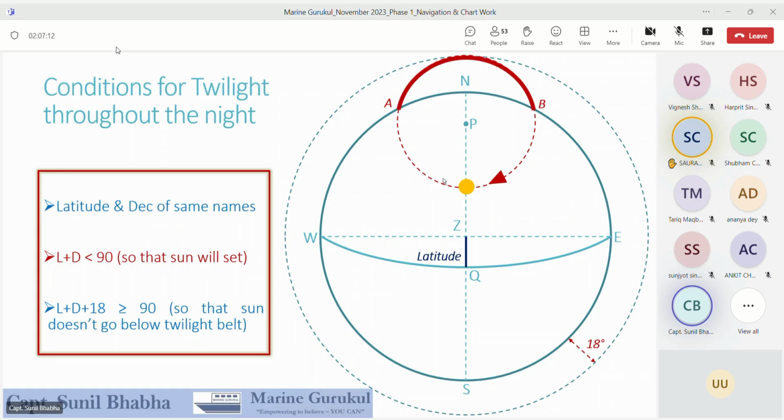Great. The derivation is not really required. The derivation doesn't come in the exam, but it's very simple. The same way we did it for circumpolar bodies, it can also be found out. Great beta. Now, a question comes on this many times directly: what are the conditions for twilight throughout the night? So if you get a 12.5 marks question, you write the conditions. If you can make the diagram, excellent. Okay, so that will take care of it.